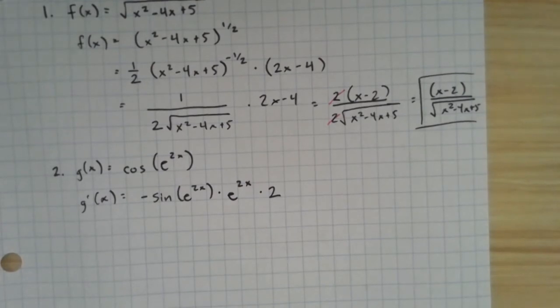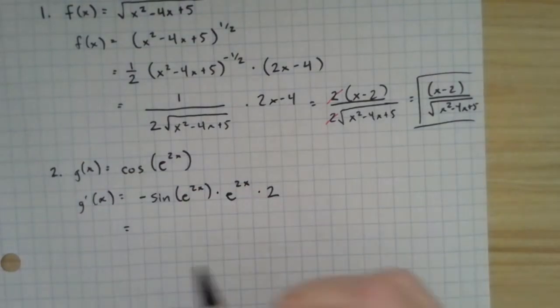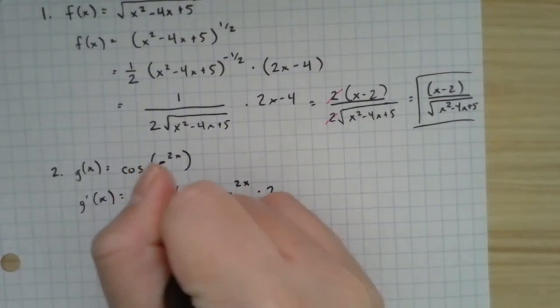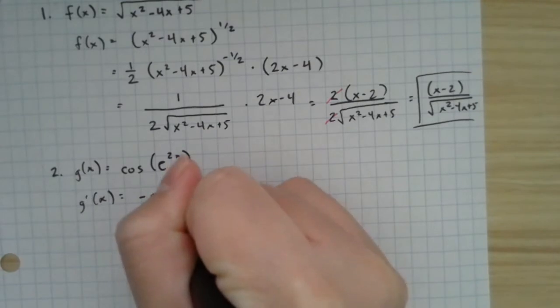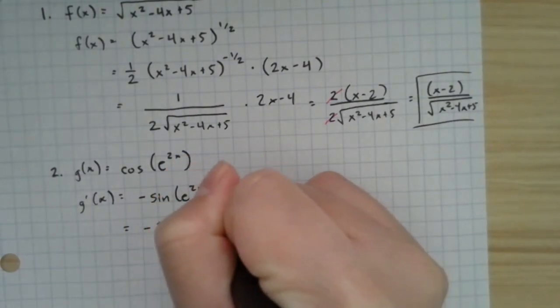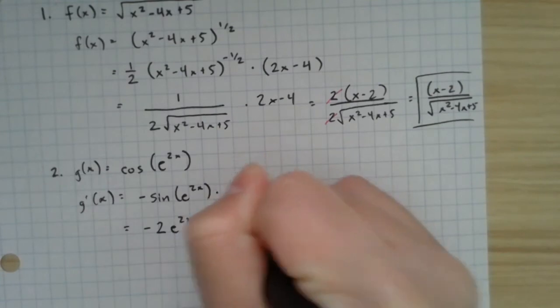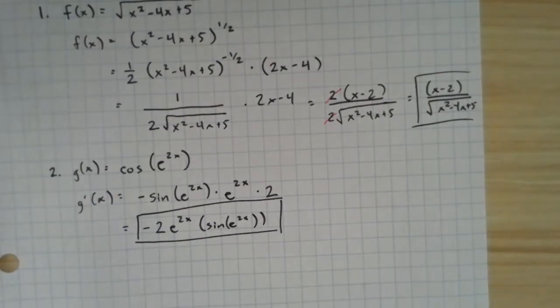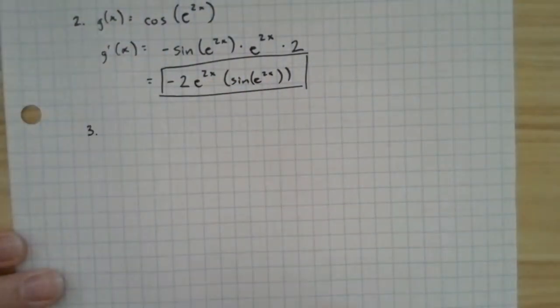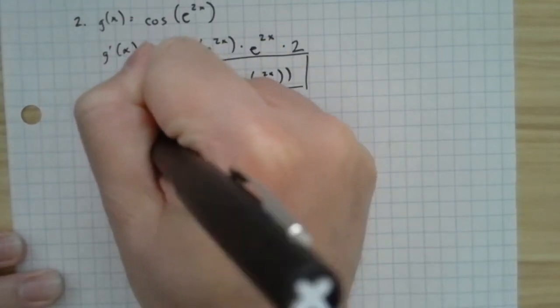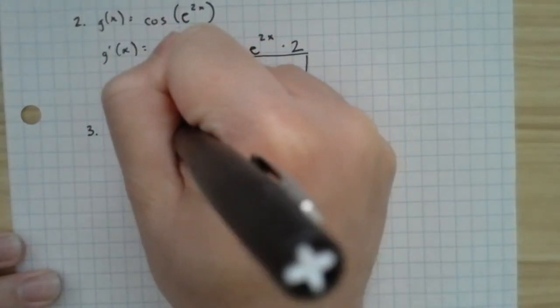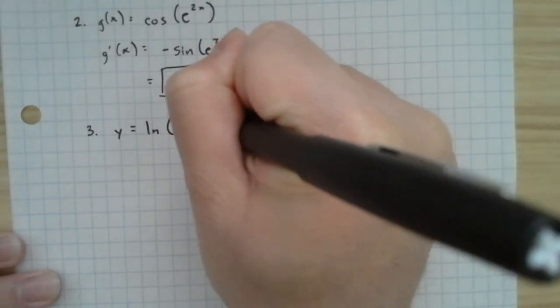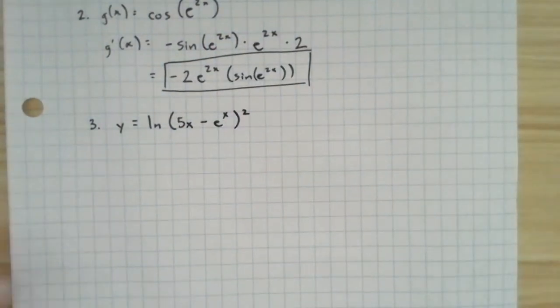And then so just clean it up, put it all together. I'll move the 2 to the front. There is a negative there, so negative 2, then e to the 2x times sine e to the 2x. Okay. Next one, y is equal to ln parentheses 5x minus e to the x to the second.